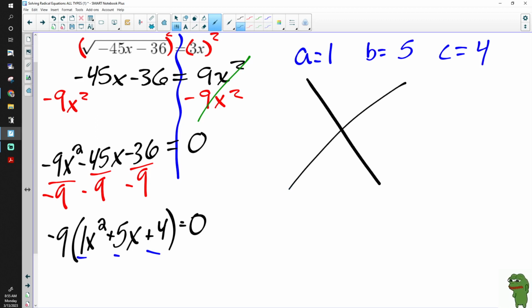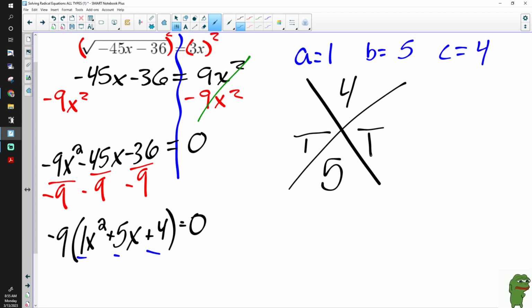A times C is 4. B on the bottom, 5. Divide both sides by 1. Look at how nice and little our numbers are. Much easier to find. Whereas if we didn't divide out that 9, we would have had a humongous number up top. We would have had a negative 45 on the bottom, and it would take us a while to find the two numbers.